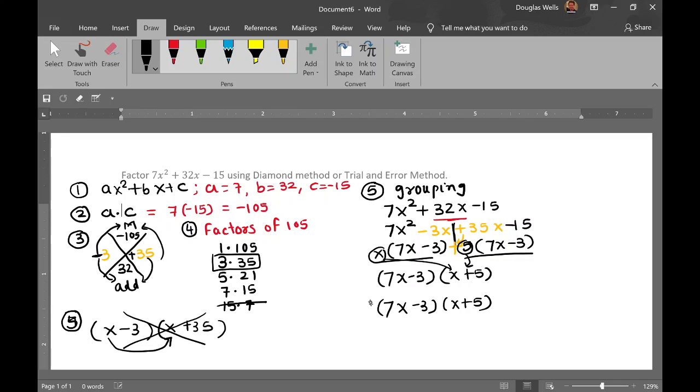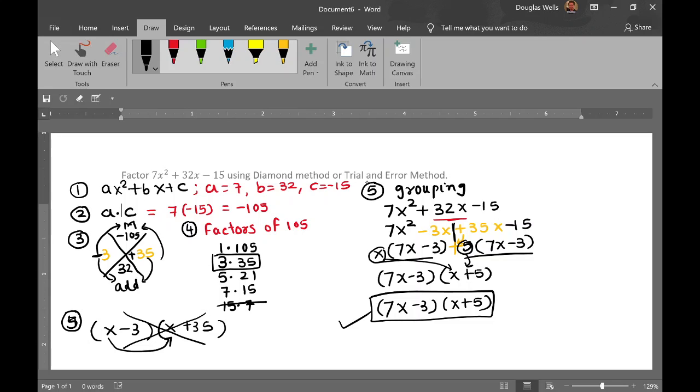Now if you want to check whether this is a correct answer or not, you multiply: 7x times x is 7x squared. 7x times 5 is 35x, minus 3x is plus 32x, and minus 15. So this turns out really good. This is my answer to this particular question using the diamond method.